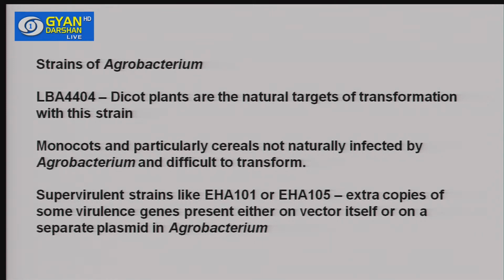And in case of monocots, as I said, they need additional super virulent strains for transformation, like EHA101 or EHA105, because they have extra copies of virulence genes. So in case of monocots, it's better to go for these strains, whereas in case of dicots, you can use any, like in tobacco transformation or Arabidopsis. In tobacco particularly, you can use LBA4404. In case of rice or any other monocots, you can use EHA101 or 105.